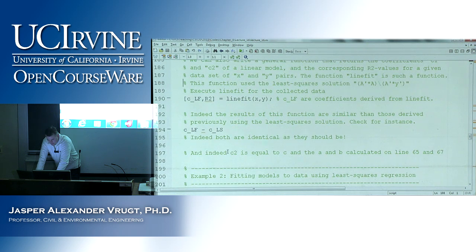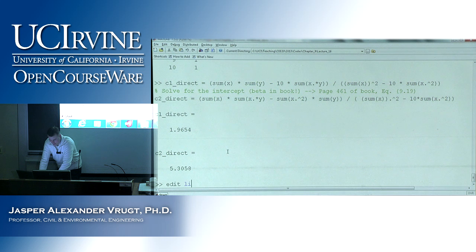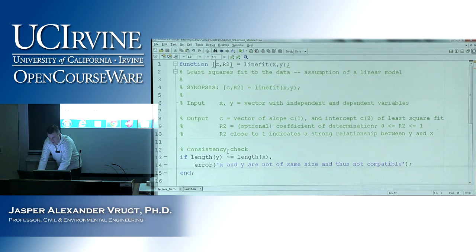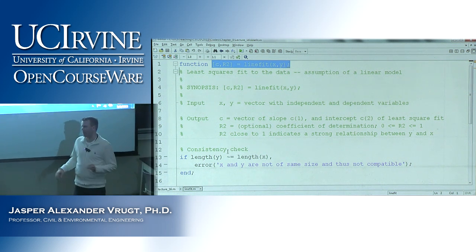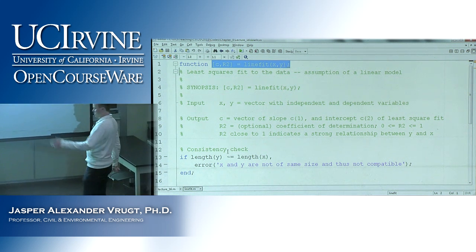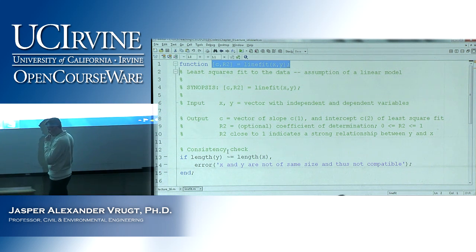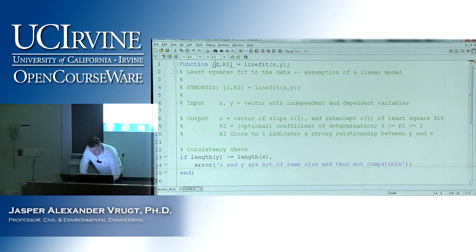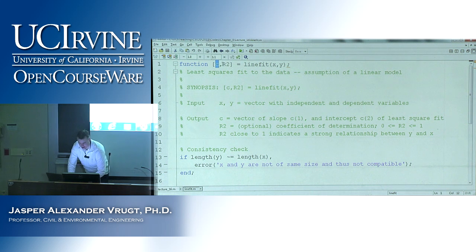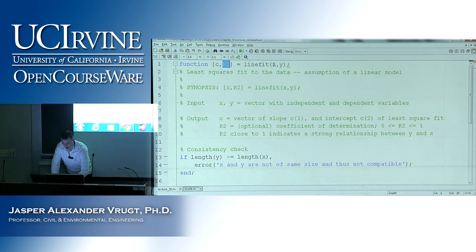Okay? Now then the book has a function that's called linefit.m. That's a function that the author wrote. So if you have some x and y data, then this function will fit a linear function through that data. It will return C, the coefficients, so the slope and the intercept. It will return the R2 statistic. These are the output arguments. This is the function name. So you see it's called linefit.m, and that's why it's linefit. This is input argument 1, input argument 2.